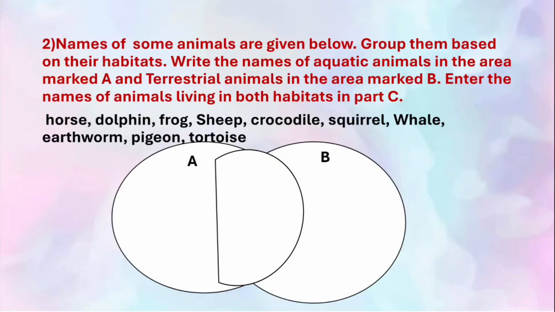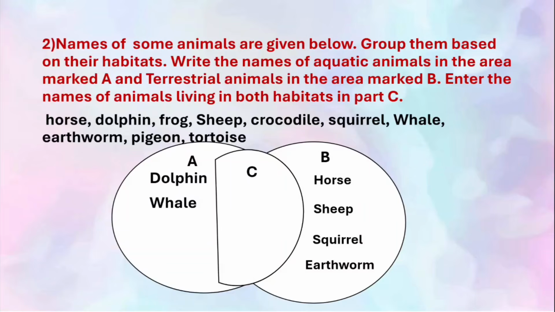So A, B and C. A, that is aquatic animals: dolphin and whale. B, terrestrial: horse, sheep, squirrel, earthworm and pigeon. C, that is both habitats: frog, crocodile, tortoise.